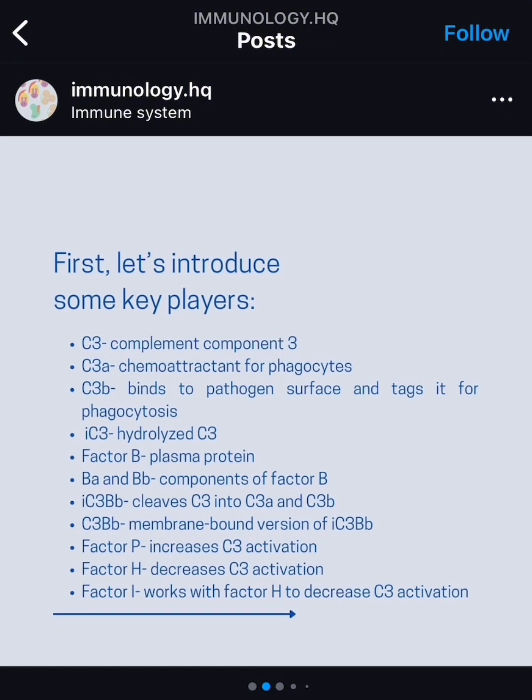iC3, a hydrolyzed form of C3. Factor B, a plasma protein. Ba and Bb, components of factor B. iC3Bb cleaves C3 into C3a and C3b. This is known as a C3 convertase. C3bBb, a membrane-bound version of iC3Bb.